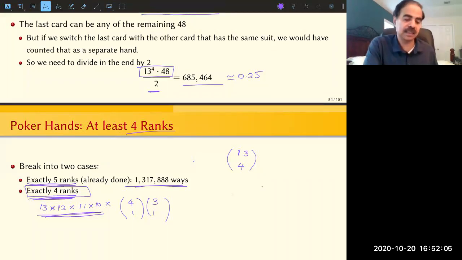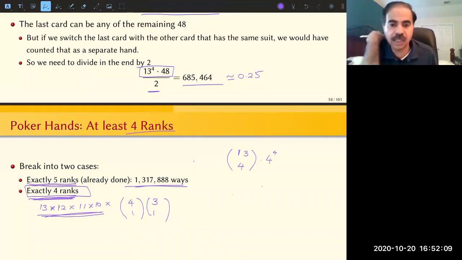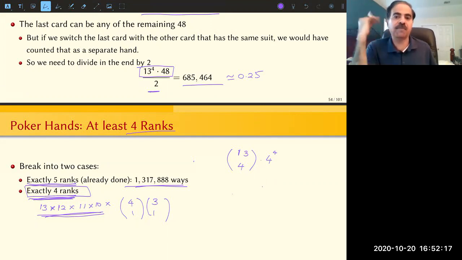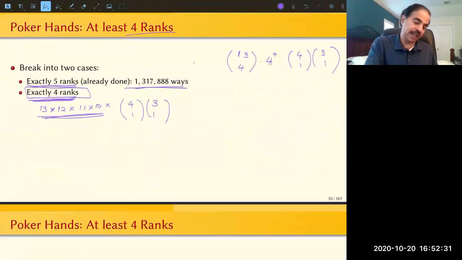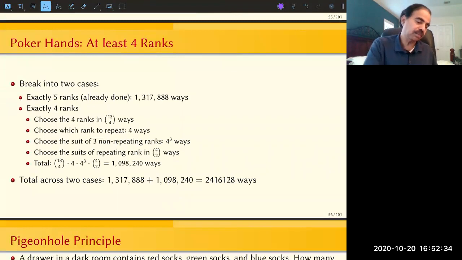So that'll give us, because each of their suits can be chosen independently, each of them has 4 different possibilities. And so you'll get 4 times 4 times 4 times 4, so that'll give you 4 to the power 4. And then 4 choose 1, 3 choose 1. Okay, so let's see what the answer is. So you can choose the ranks in 13 choose 4 ways.